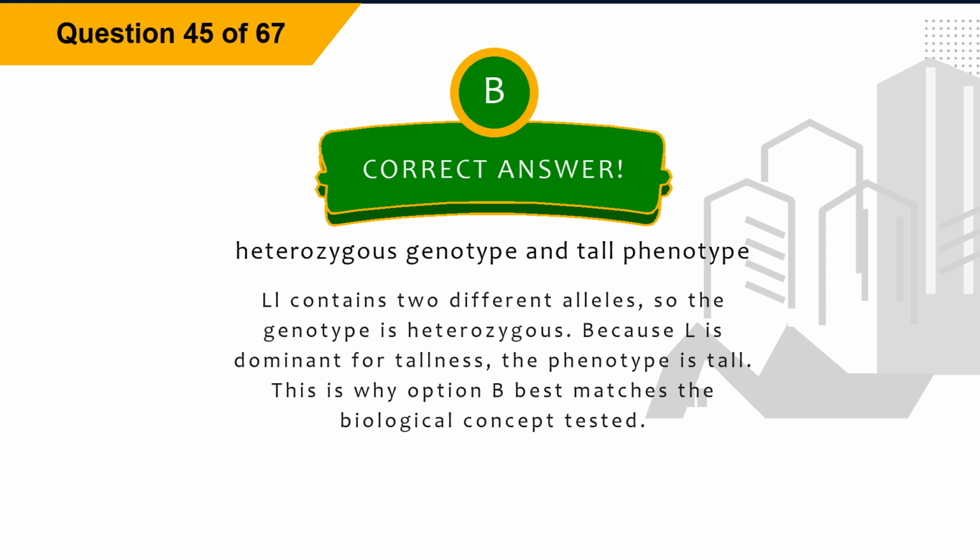Explanation. Ll contains 2 different alleles, so the genotype is heterozygous. Because L is dominant for tallness, the phenotype is tall. This is why option B best matches the biological concept tested.